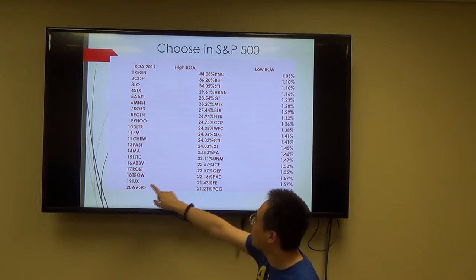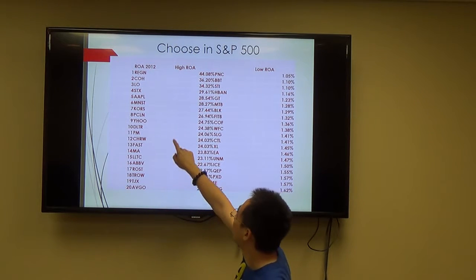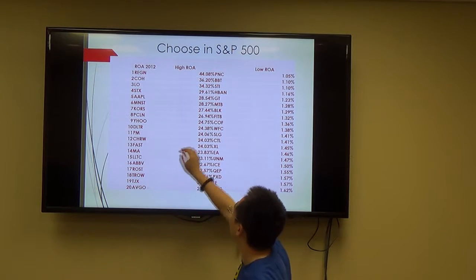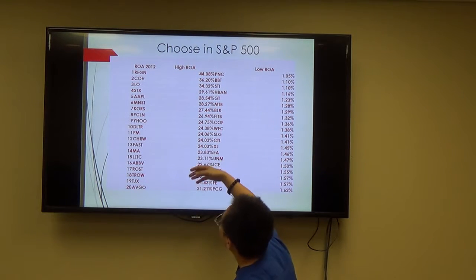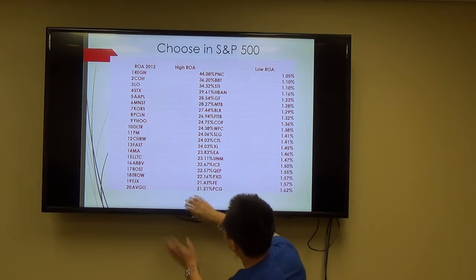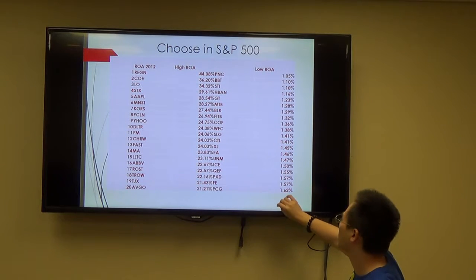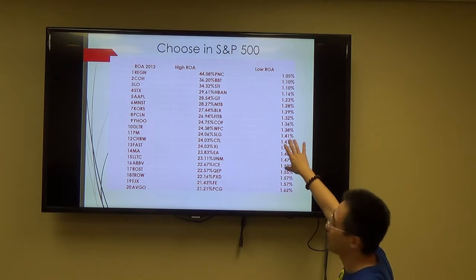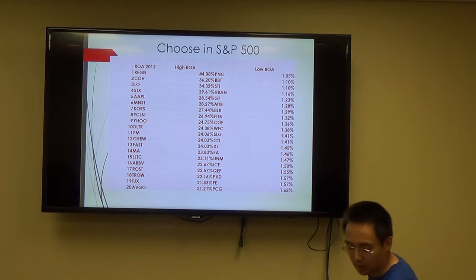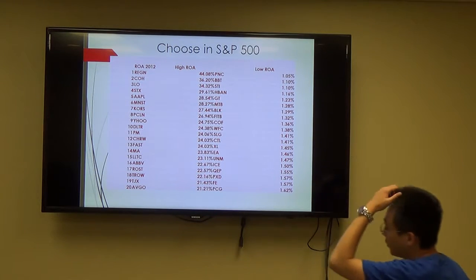Among the higher 20 companies, I found that for Apple or TJ Maxx, the ROE ratio ranges from 20% to 40%. But for the lower ROE companies, the ROE ratio is just about 1% to 1.5%. So what's the difference?